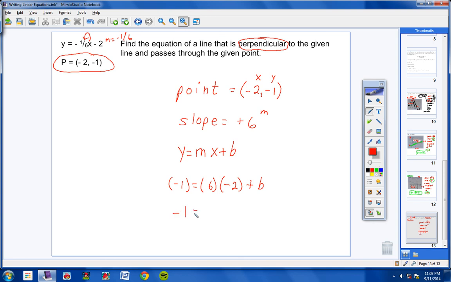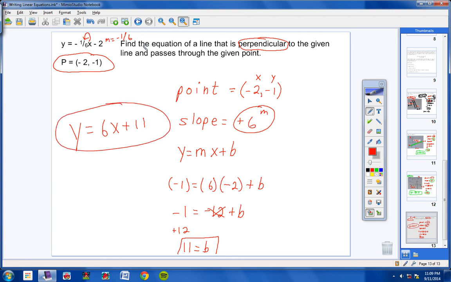Okay, we have negative 1 equals 6 times negative 2 is negative 12 plus b. Then we're going to bring the negative 12 over, and when we bring the negative 12 over, it's going to be a positive 12. So we're left with 11 equals b. Okay? Negative 1 plus 12 is 11. So we have our slope, we have our y-intercept, or b, so we're ready to write our linear equation. Y equals 6x plus 11. Okay, y equals 6x plus 11.